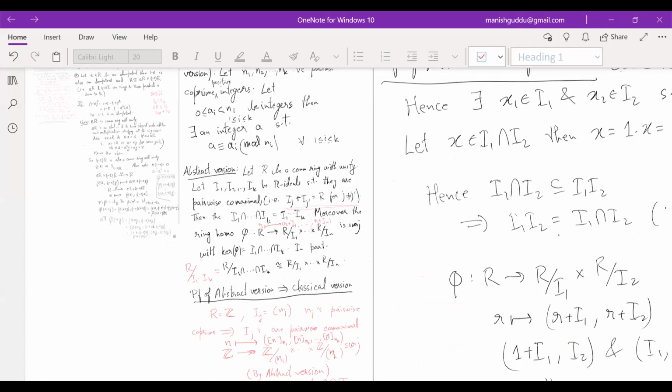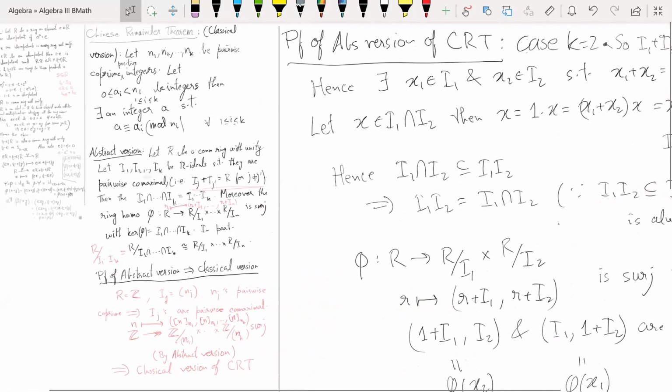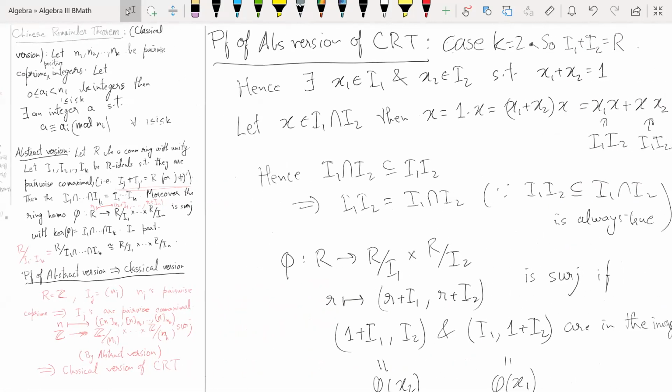So this says that once we prove the abstract version, we'll have the classical version. And now we will see the proof of the abstract version of the Chinese remainder theorem. We want to prove this additional identity as well, that the intersection is the same as the product, and then we will prove this thing.